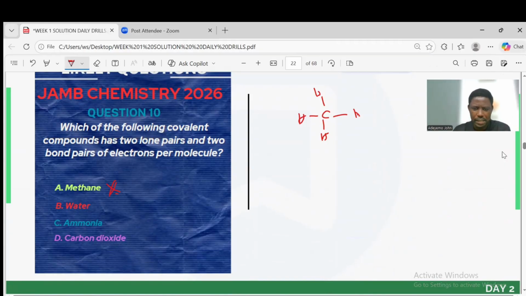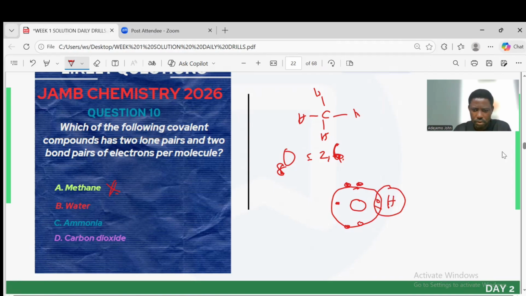O is 6. That is 2, 4. O is 8. That is 2, 6. Number 8, 2, 6. So let's see, this is O: 1, 2, 3, 4, 5, 6. Remember, inside we have 2, but we don't take care of that. Then hydrogen will bring its own electron. That is a dot and cross diagram. That is it. Hydrogen. So you can see that hydrogen looks like this.